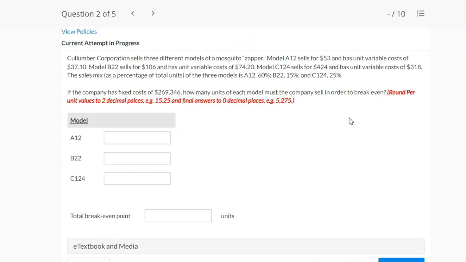Number 2, the same thing, basically. Only you have to dig out. Okay, read it. Never mind. Currently attempt in progress. Go on.